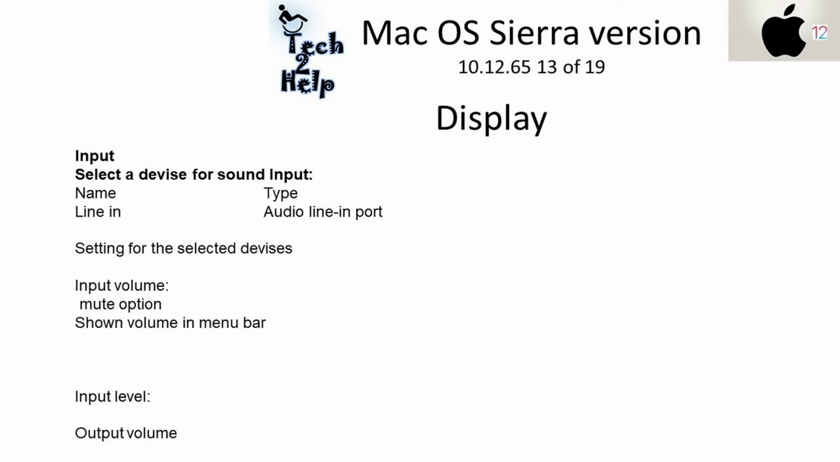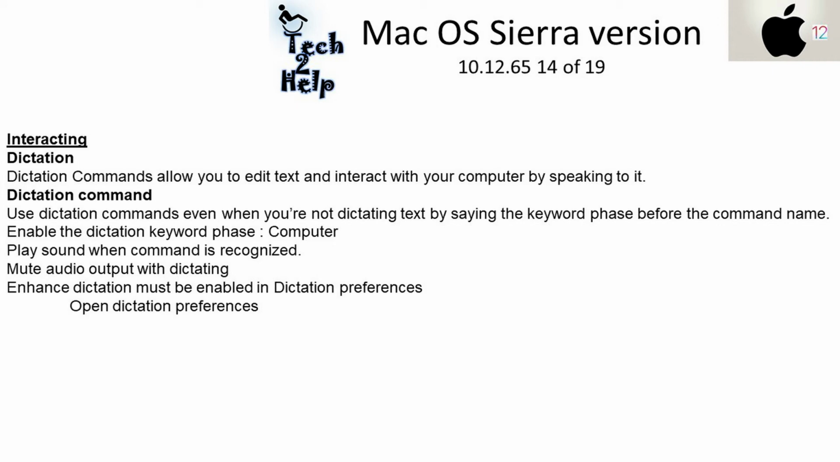Display. Input. Select a device for sound input. Name, type. Line in audio. Line in port. Settings for the selected devices. Input volume. Mute option. Show volume in menu bar. Input level. Output volume. Mac OS Sierra version 10.12.6, 14 of 19.